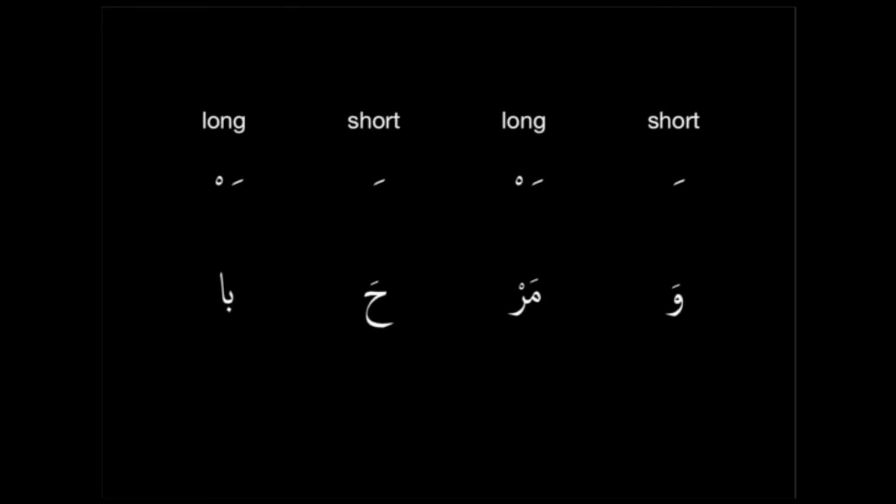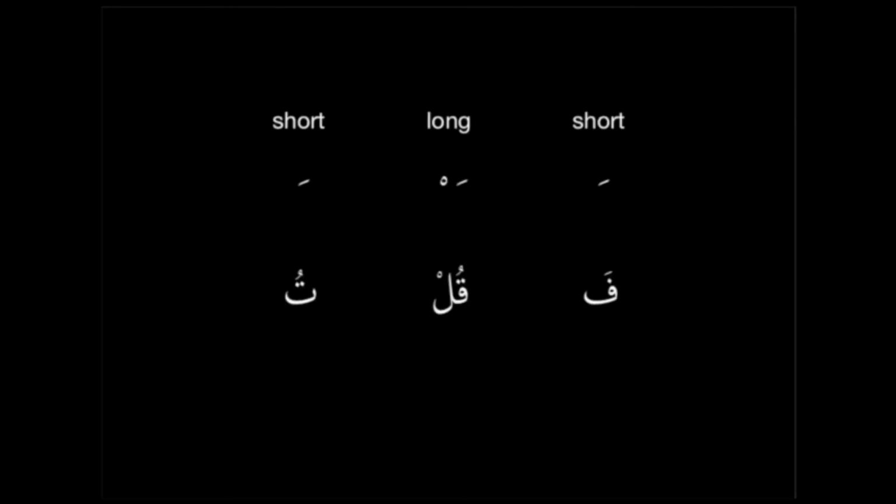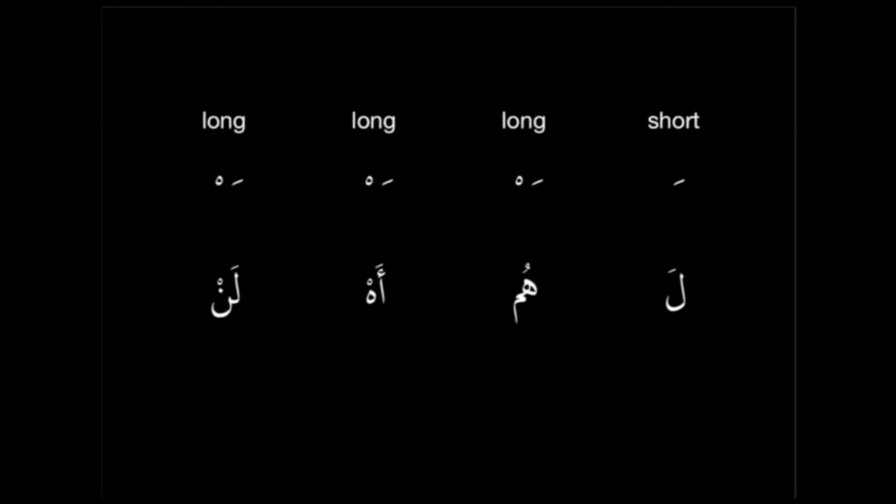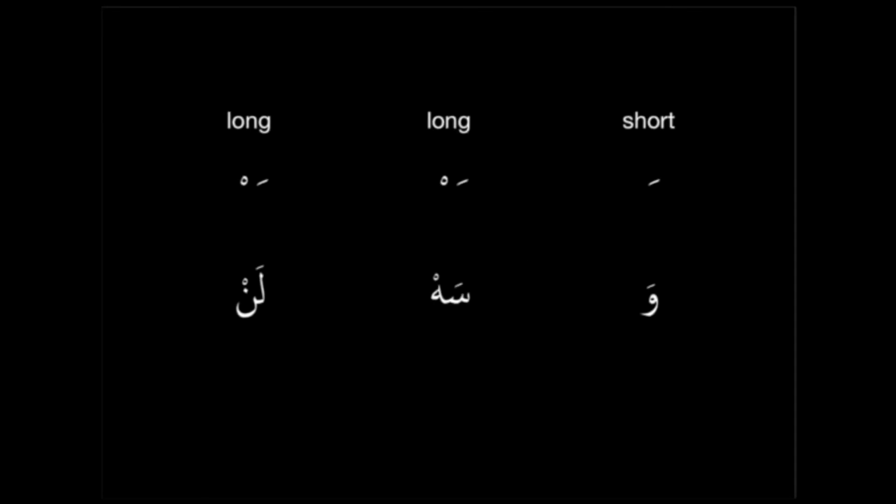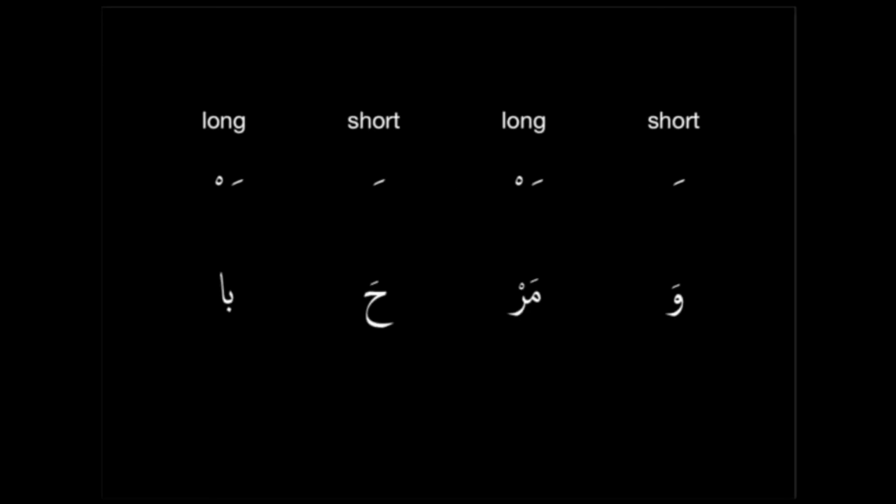And I hope this is something that you would be able to do. Again, if you're having trouble following, please just pause the video and go back over it. So from the top, that is فَقُلْتُ, short, long, short. لَهُمْ أَهْلًا, short, long, long, long. وَسَهْلًا, short, long, long. وَمَرْحَبًا, short, long, short, long. And that's the line. So it's فَقُلْتُ لَهُمْ أَهْلًا وَسَهْلًا وَمَرْحَبًا.